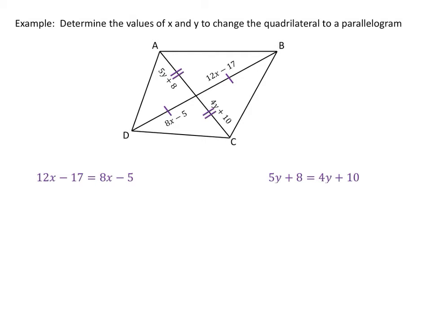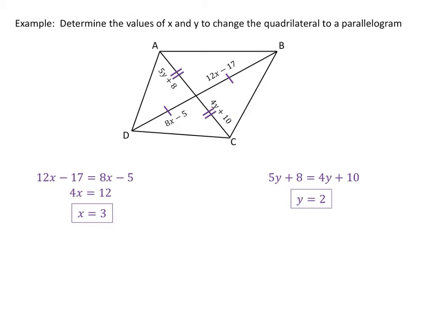So first we can say that 12x minus 17 equals 8x minus 5. Each of those segments have matching tick marks. Our second equation, set up with the second diagonal, we have 5y plus 8 equals 4y plus 10. Each of the segments have two tick marks, matching tick marks. Therefore, they are equal. So now just solve for x.